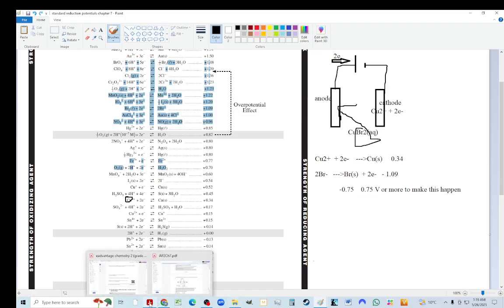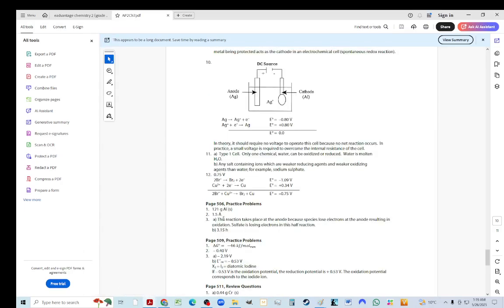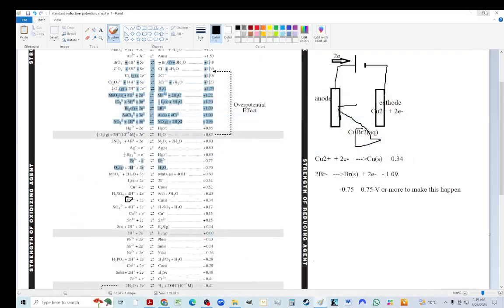I don't think they ask us to draw it. Let's go check. 12, was it? Yeah, they just want the half reaction, the voltages. It certainly doesn't hurt to sort of draw that, though, and to show where things are happening. That's the questions for 7.5.